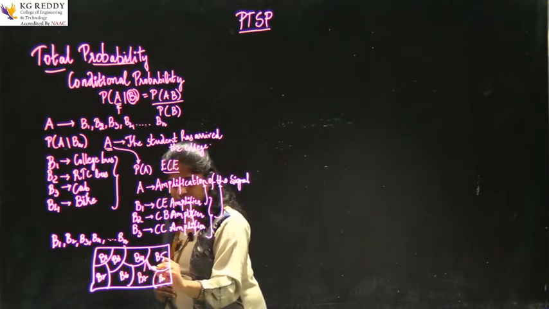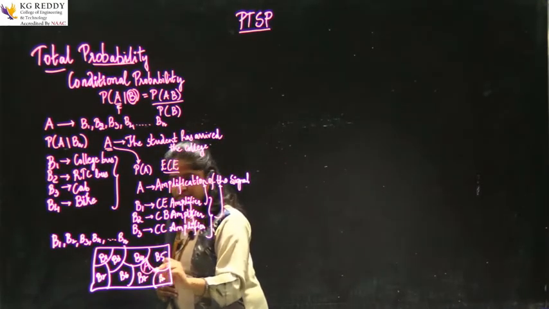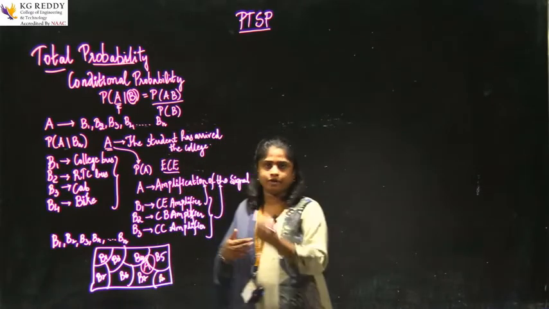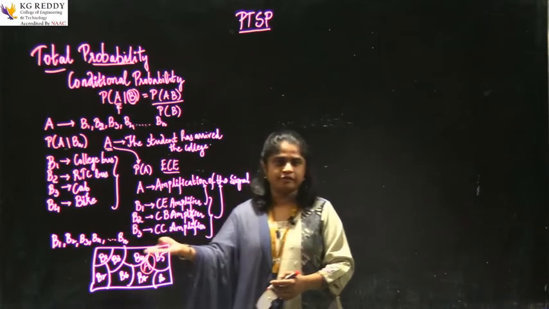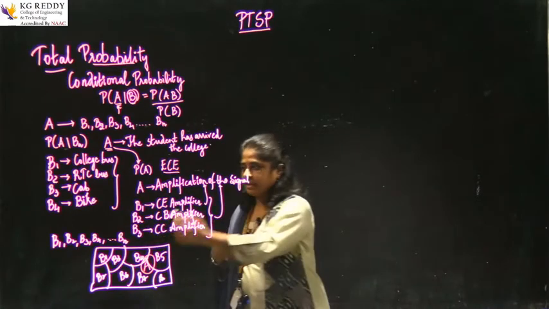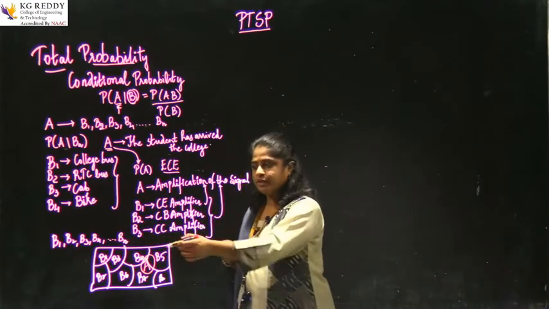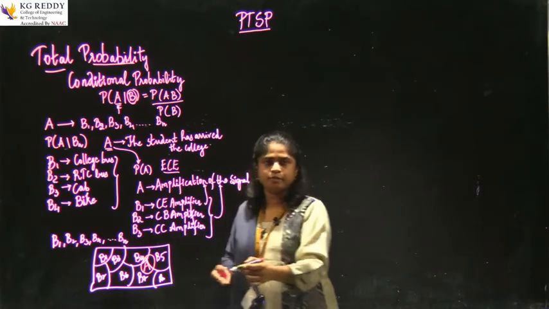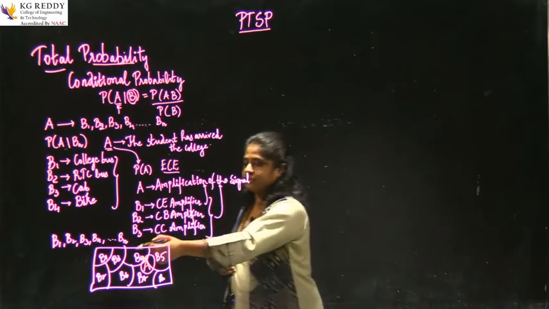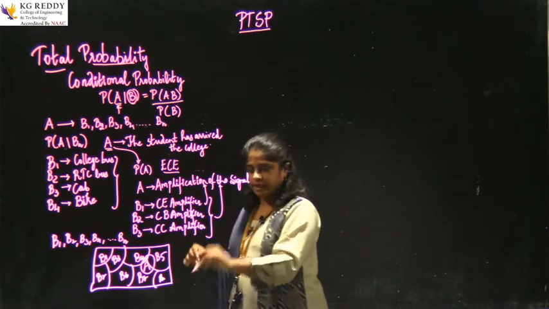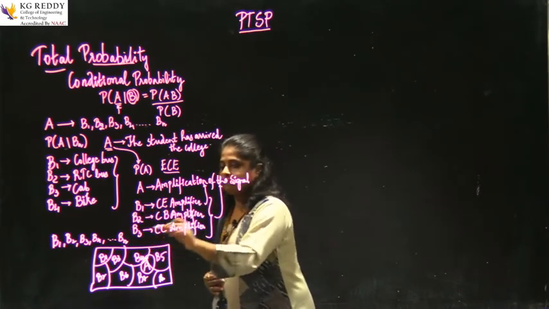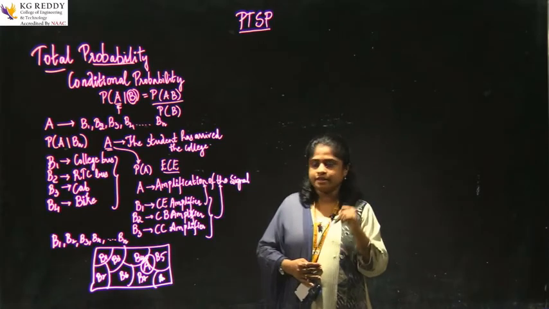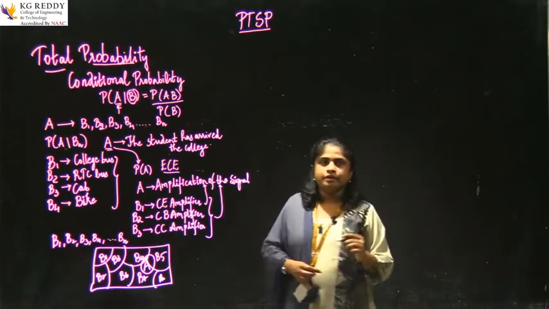I have to find out the probability of A. Probability of A is related to any of the events, right. It can be related to B1, B2, B3, B4 up to Bn. Event A is related to any of the events B1, B2, B3, B4, B5, B6, B7 up to Bn.